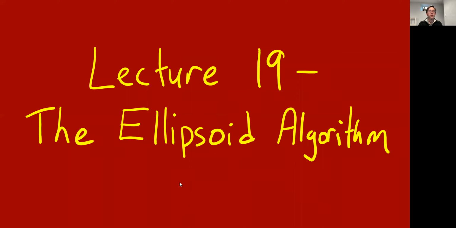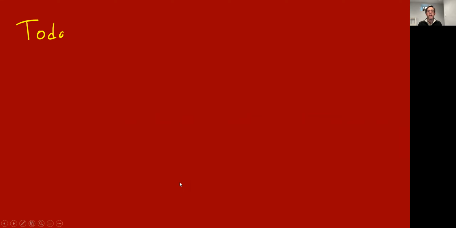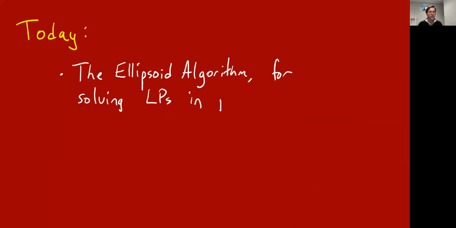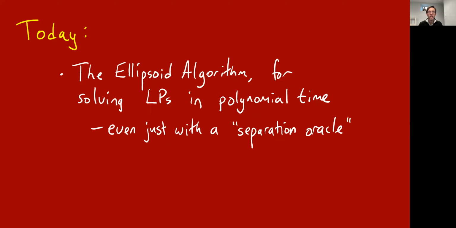So what we're going to do today is a couple of things. First, I'm going to tell you about the ellipsoid algorithm for solving linear programs in polynomial time. And we'll see that, in fact, not only does it solve linear programs in polynomial time like expected, but it can even solve linear programs when they're not fully given explicitly. They merely have a separation oracle. I guess that might not make sense right now, but I'll explain what it means later in the lecture.